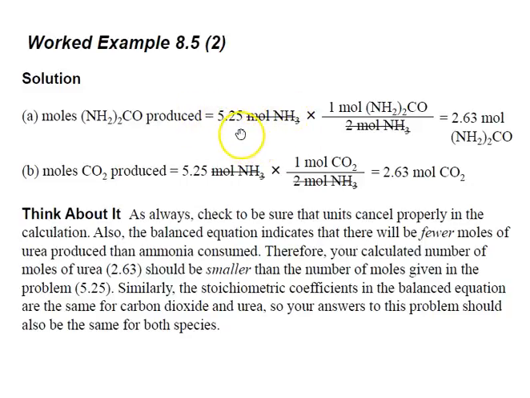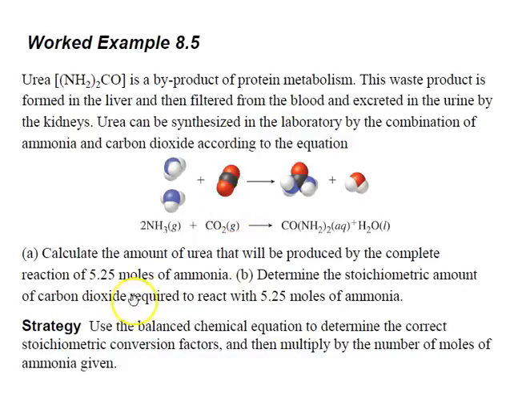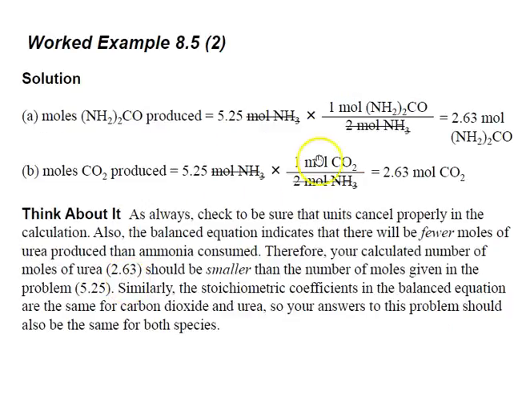So for part A, to find the moles produced of urea, we can do that from ammonia. Now we have 5.25 moles of ammonia, and that's given. And then from our balanced equation, we have 2 moles of ammonia on the reactant side that produces 1 mole of urea. And then our moles of ammonia cancel out, and that will give us 2.63 moles of urea.